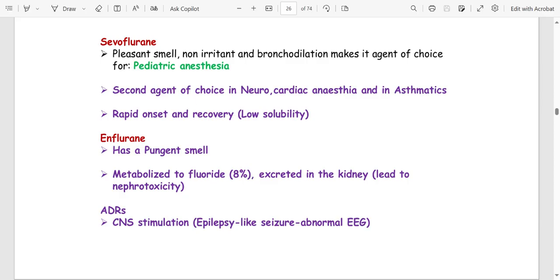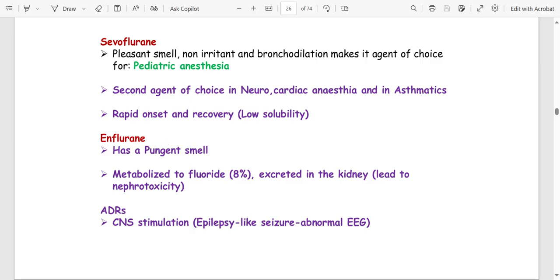Sevoflurane also has a pleasant smell, so you give it in pediatrics. Okay, it's a drug of choice and it's non-irritant and will cause bronchodilatation. It's a second agent of choice in neurocardiac anesthesia and in asthmatics. So it has rapid onset and also recovery, starting so fast and recovering so fast. It has low solubility, because those that are fat or lipid in nature have high solubility and they have a slow onset and slow recovery.